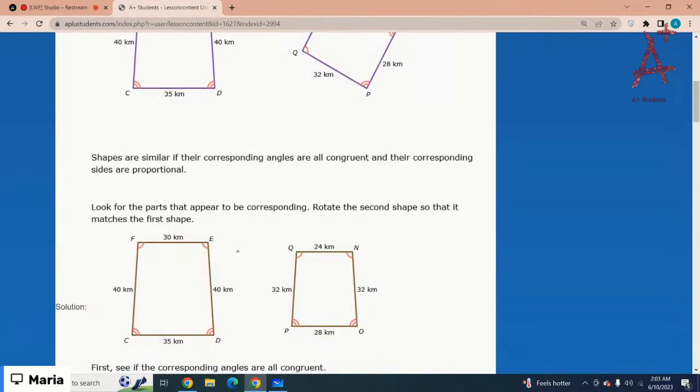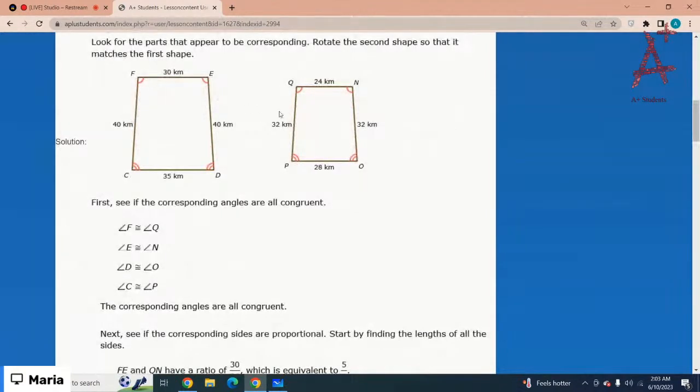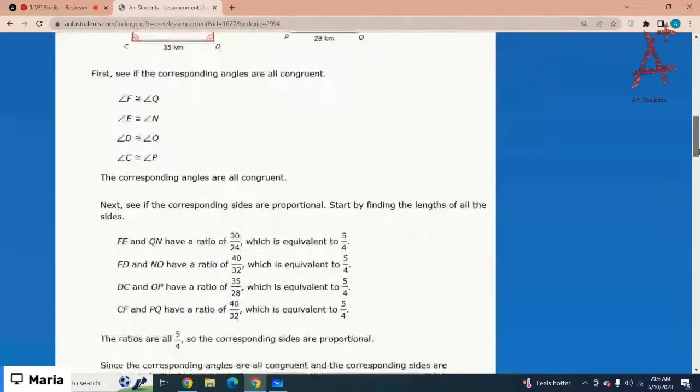So you can see angle F is corresponding to angle Q. Angle E is corresponding to angle N, C is corresponding to P, and D is corresponding to O. That means all the corresponding angles are congruent. Got it? So F and Q, E and N, C and P, and D and O are congruent. Got it? So that means you can see if their sides are proportional.